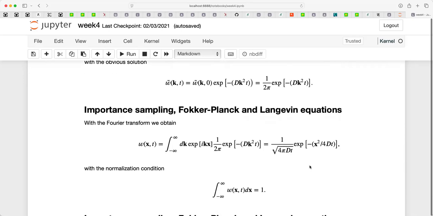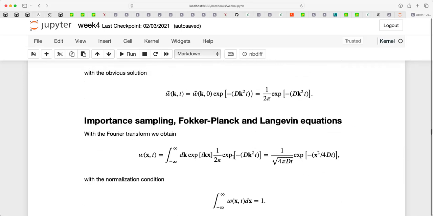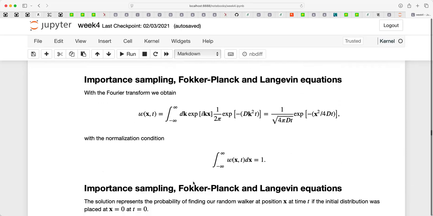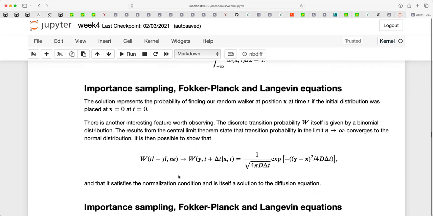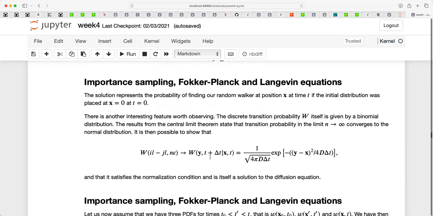And the Fokker-Planck equation is actually a modification of this equation. So if you look at the Fourier transform you have here, you can then go back and find your distribution at the time t. You have a normalization condition. And if you do that, you will find that this transition probability of going from x to y in a time step delta t is given by this function here. Okay? So this is your probability distribution for making a transition from x to y at a time step delta t.